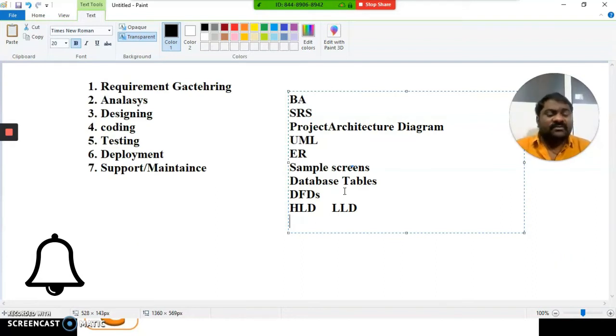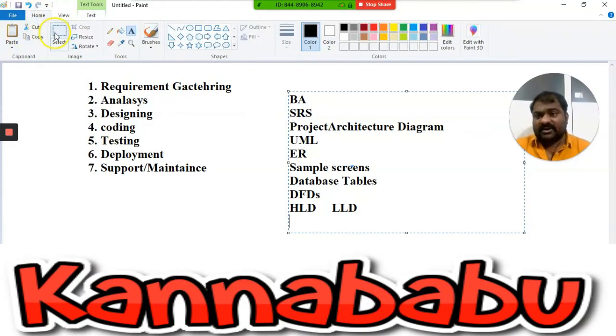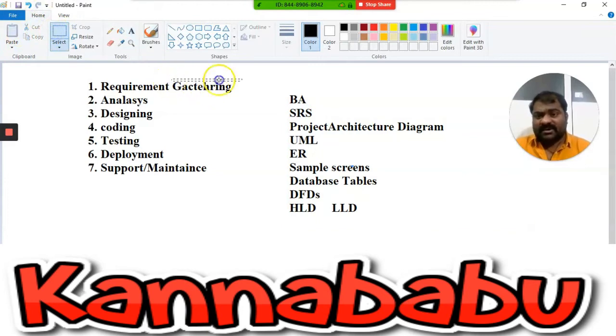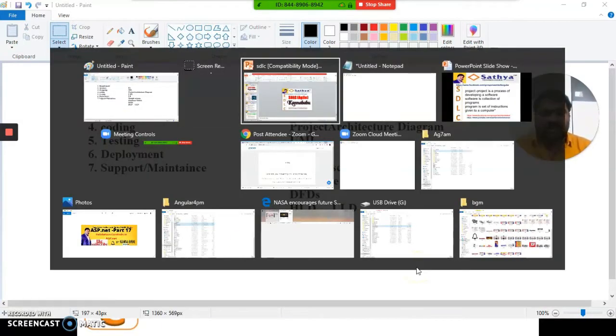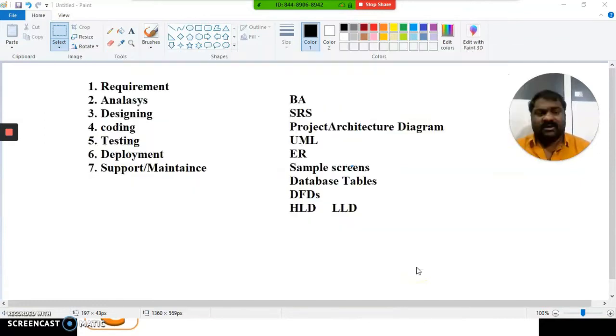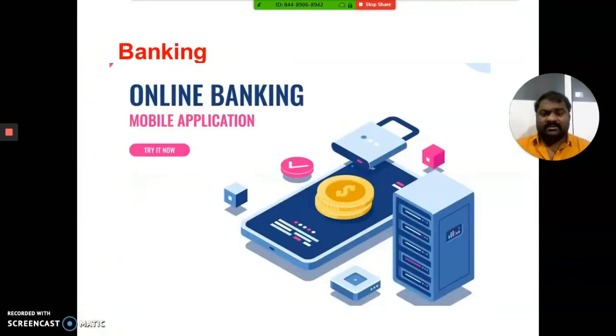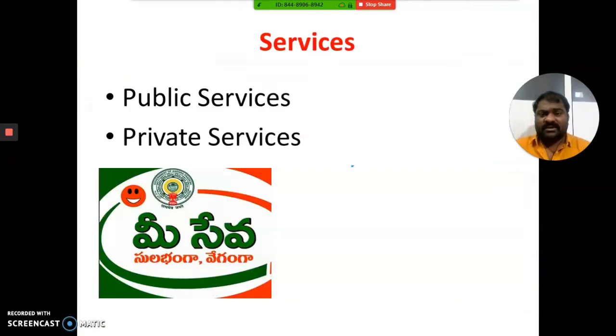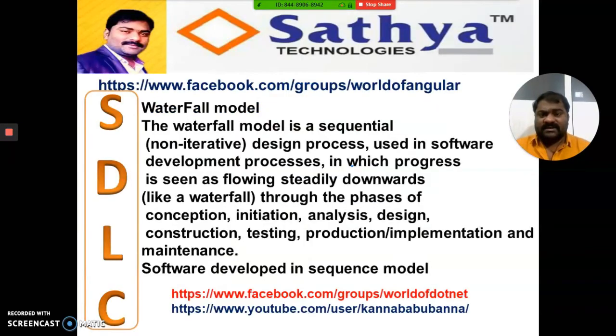So the waterfall model is a very old model. In the waterfall model, the work is done one after the other, phase by phase. Requirement gathering, similarly analysis, designing, coding, and testing will be done line by line. What is the main problem in the waterfall model? There are some drawbacks in the waterfall model. Let us see what the drawbacks are.